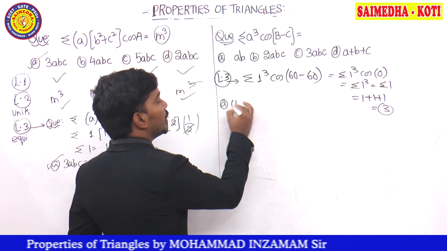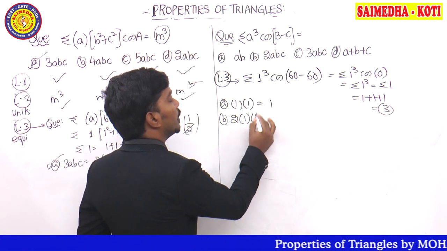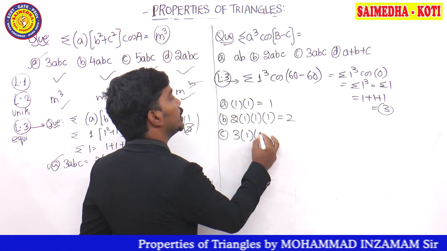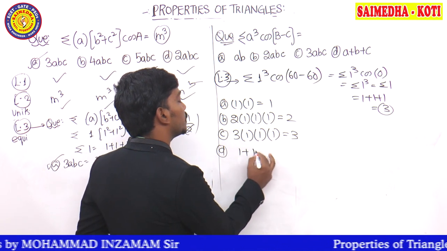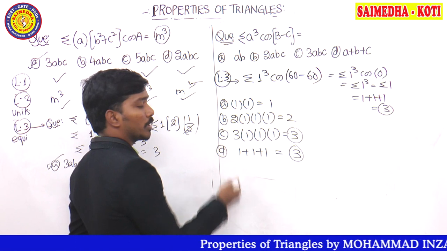Option A is 1 into 1. The answer is 1. Option B is 2 into 1 into 1 into 1. The answer is 2. Option C gives you what? 3 into 1 into 1 into 1. The answer is 3. Option D, observe, guys: 1 plus 1 plus 1. The answer is 3. So how many 3s are there now? Option C is also correct. Option D is also correct.